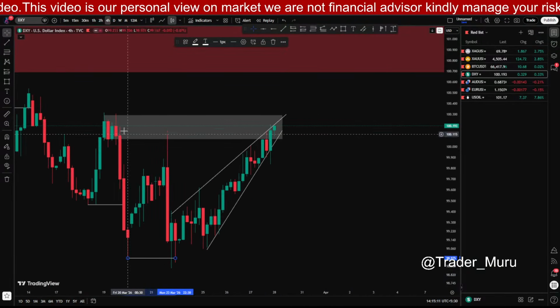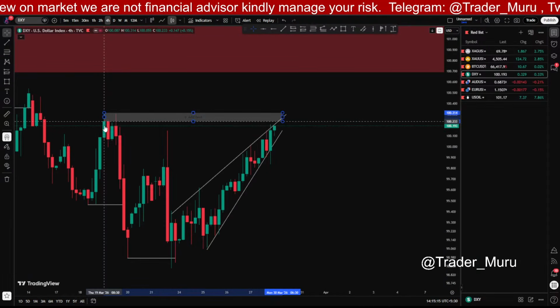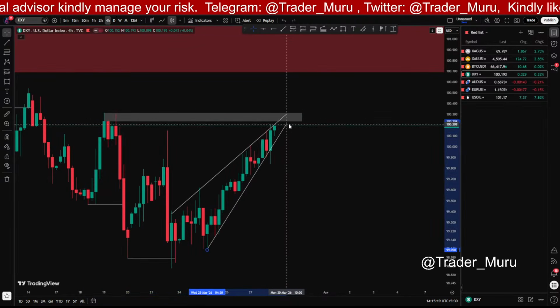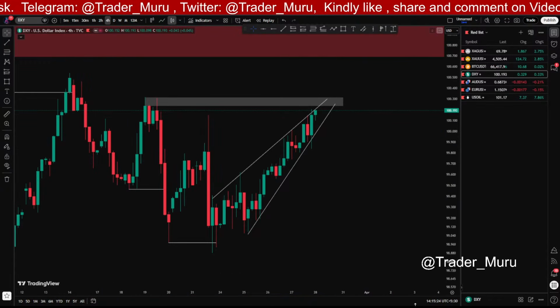This is just a liquidity. This is the main structure. Price should not break above this high. Then it can drop again. Still making lower lows and lower highs.